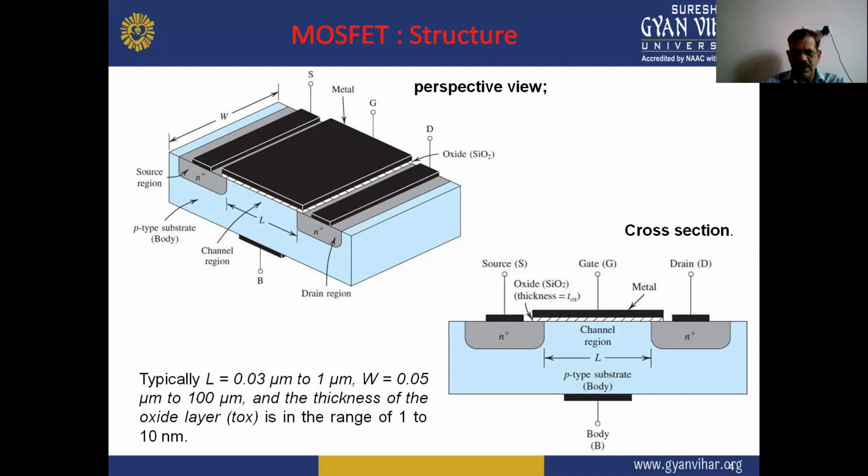And also there is a channel region which has the length L, and also a p-type substrate here that we have as a body. So there are a total of four terminals in the MOSFET device. One is source, second is gate, third is drain, and fourth is substrate, that is the body terminal.